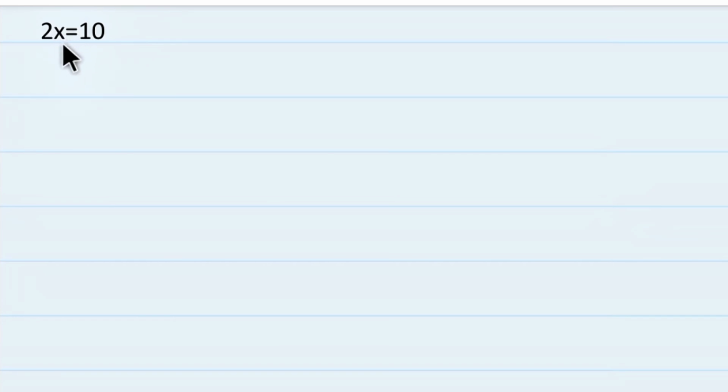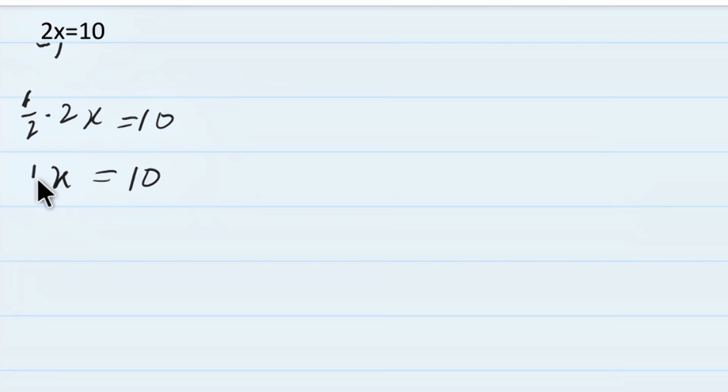Now to solve this equation, we want to isolate x on the left hand side. So to isolate x, to get rid of 2 on the left hand side, we will multiply by its reciprocal, that is 1 over 2 times 2x, which is equal to 10. We know that a number times its reciprocal is 1, so 1x is equal to 10. We have also learned that when a number is multiplied by 1, it remains unchanged. So 1 times x is again x.